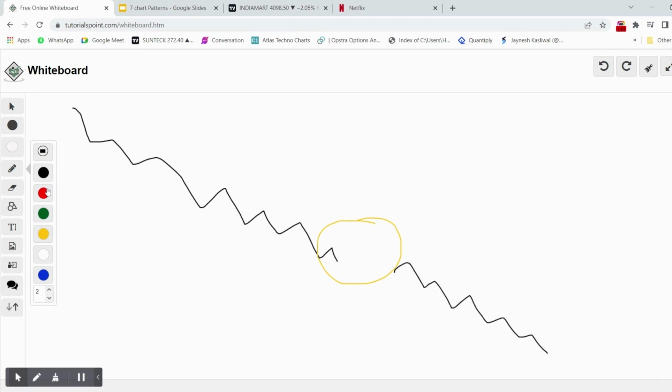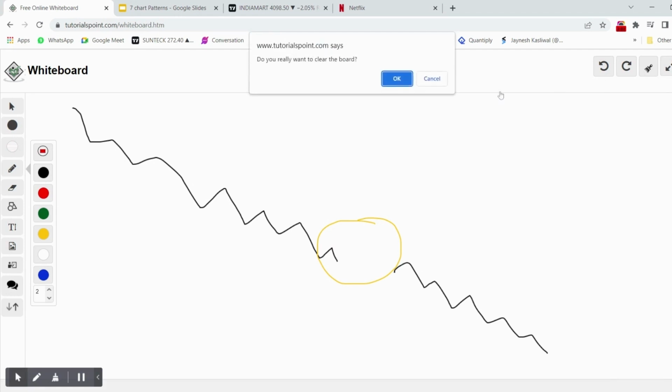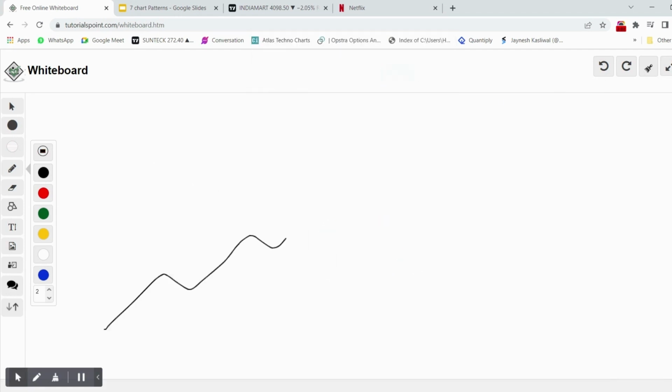Or the other scenario could be a bullish trend, let's say like this, and there could be some kind of pattern here, and then a further continuation of the trend. As this is a continuation pattern, we are going to see the original trend continuing.